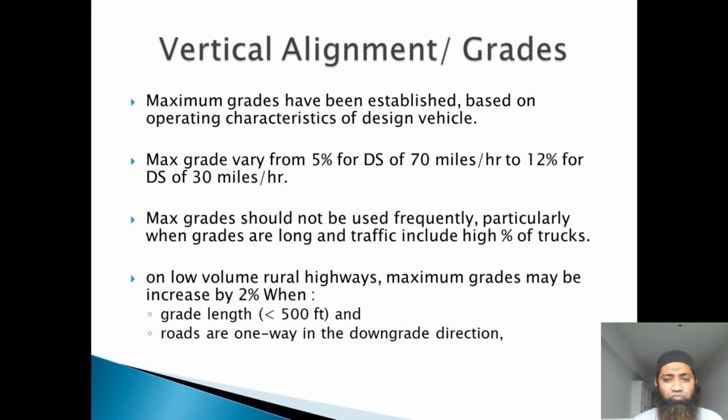Maximum grade should not be used frequently, particularly when grades are long and traffic includes a high percent of trucks. So we should try to avoid as many grades as we can, so that easy passage is given to the trucks. On low volume rural highways, maximum grades may be increased. First it is a rural highway, and it has very low volume, so we can provide maximum grades here by increasing 2%. When the grade length is less than 500 feet and roads are one way in the downgrade direction, we can increase it by 2% if these criteria exist.